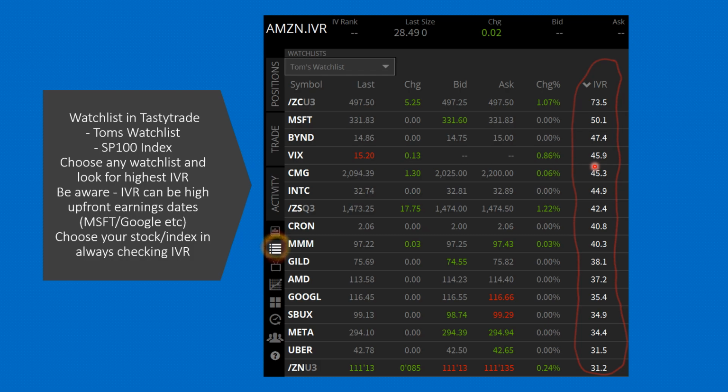So again, always choose your stock by checking this IVR. If the IVR is too low, let's say below 20, I would not enter a trading idea for the moment. I would wait a little bit until maybe it goes to 20 to 30, and whatever is higher is better.